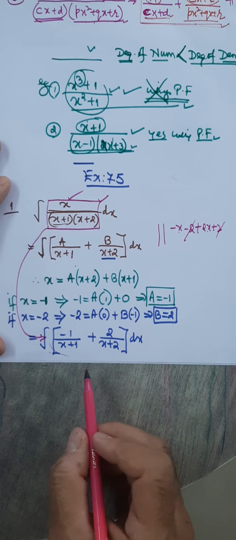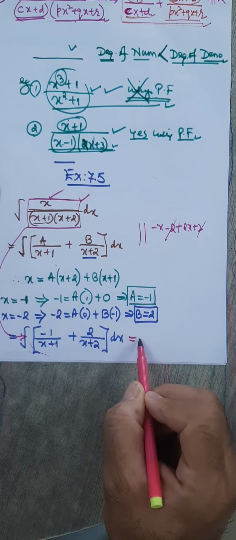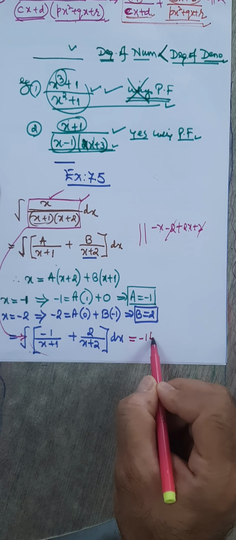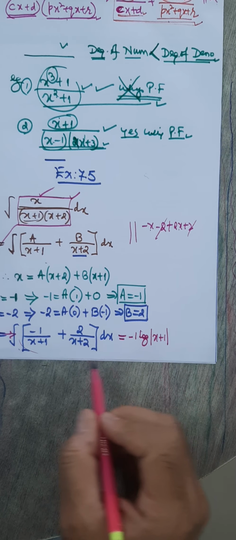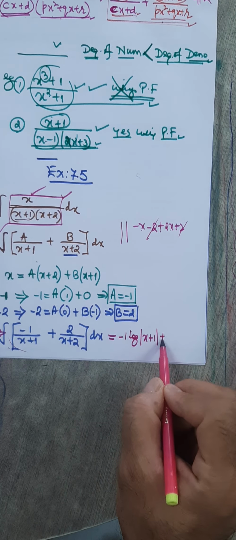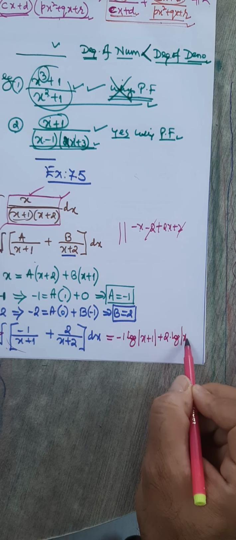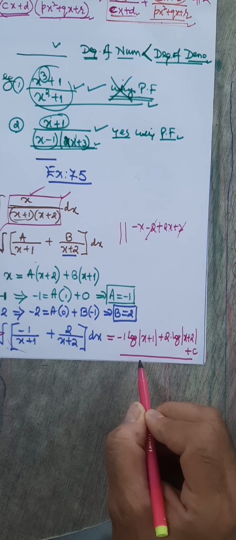Okay, now integration, last line. What is the integration? Minus 1 being constant as it is. What's the integral of 1 upon x plus 1? That is log of mod of x plus 1. Plus 2 being constant as it is. What is the integral of this? Log of mod of x plus 2, linear function, remember, plus c. So this is your answer.